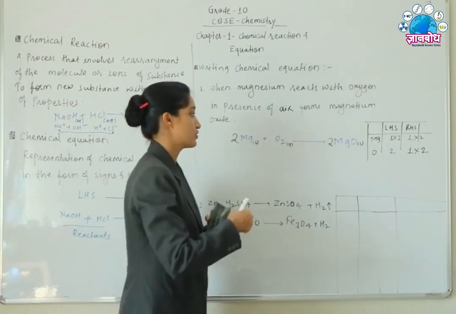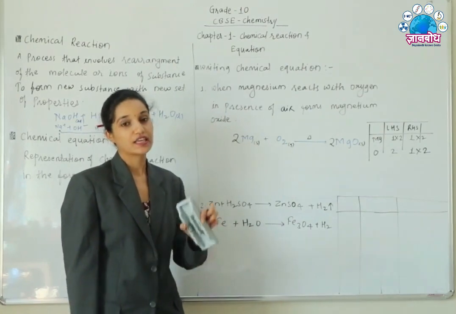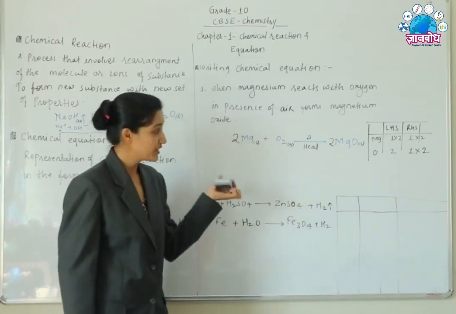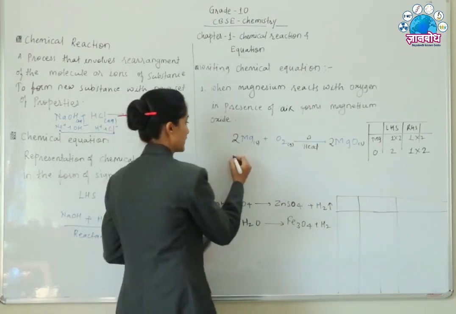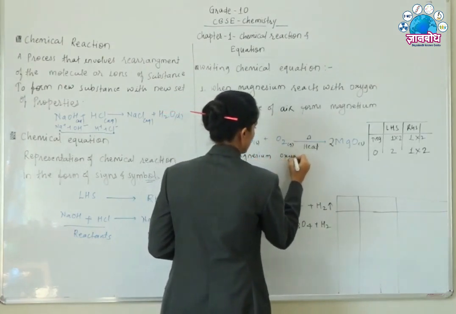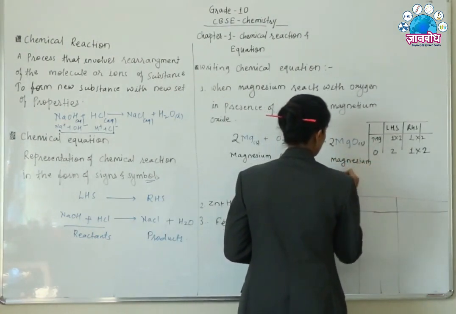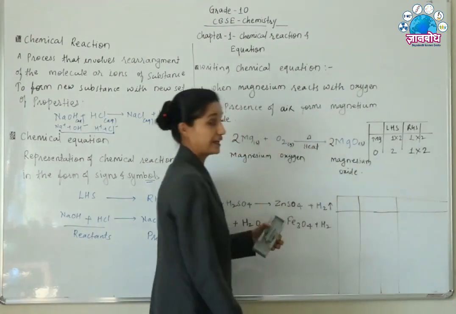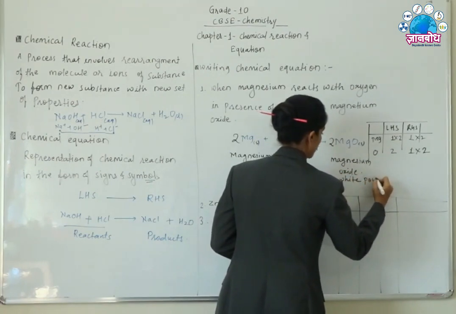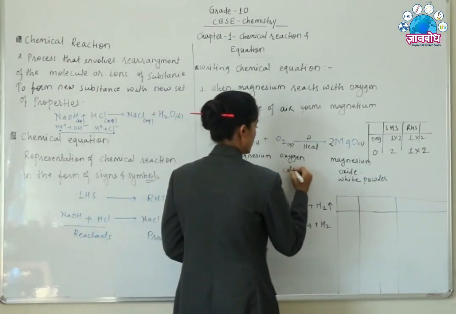No, we have to provide a heat source, and that's why we can add delta here, which represents heat, or we can write in words, heat. Okay, you can add color and name of substance. Like here I can write magnesium reacts with oxygen to produce magnesium oxide. I can add color also here: white residue, white powder. Okay, magnesium is silvery white, oxygen is colorless.